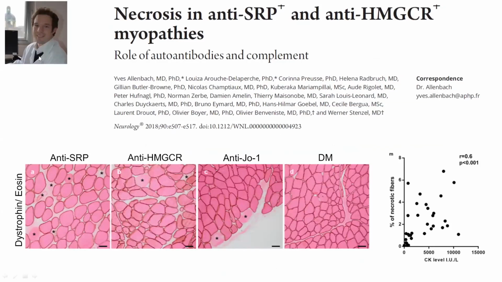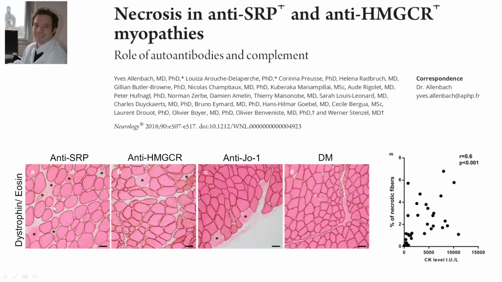That makes Ivan Bach ask if the antibodies by themselves are responsible for the necrosis. To answer these questions, he first quantifies the number of necrotic fibers in patients with anti-SRP or anti-HMGCR myopathies compared to anti-Jo1 dermatomyositis.